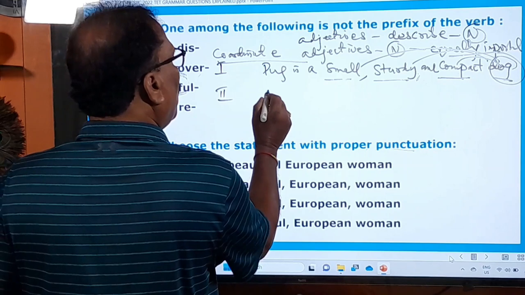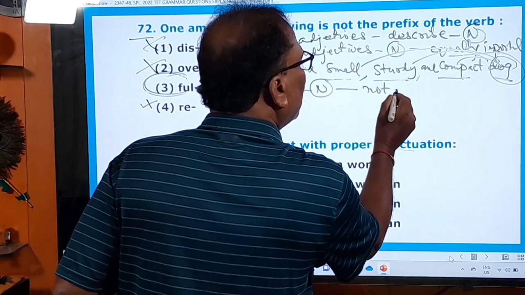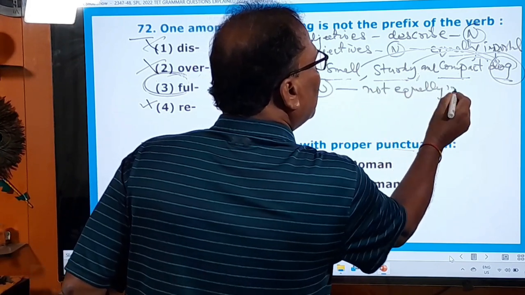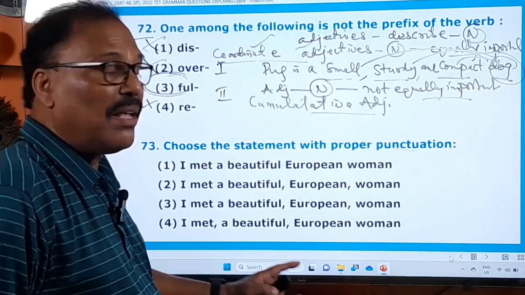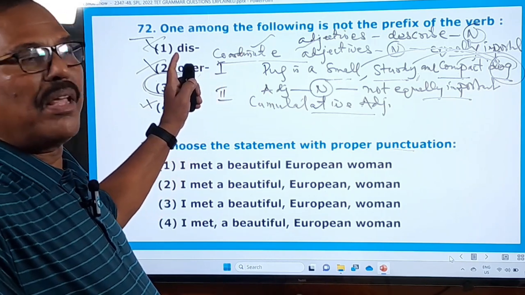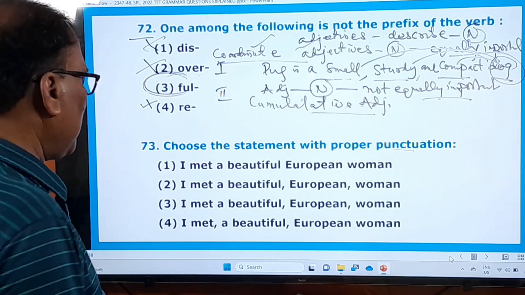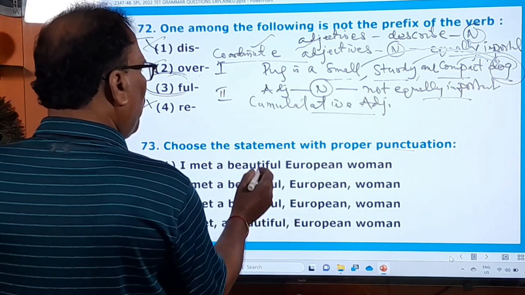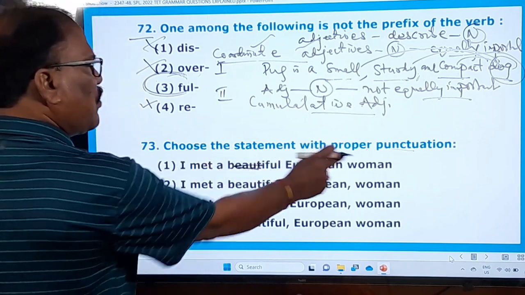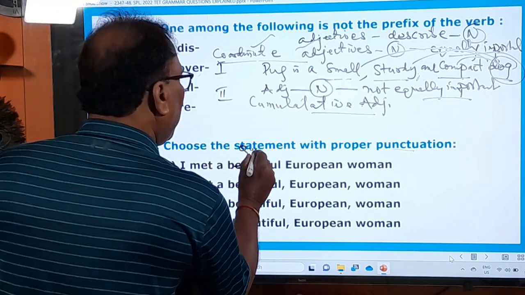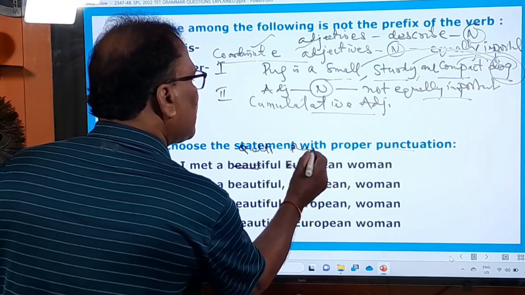The second point is, when adjectives used to describe a noun are not equally important, they are called cumulative adjectives. Then you need not use any comma. Watch this sentence; I am giving an elaborate explanation about this. I met a beautiful European. Beautiful tells us about the quality of this woman. But European is not indicating quality. It is indicating the place.